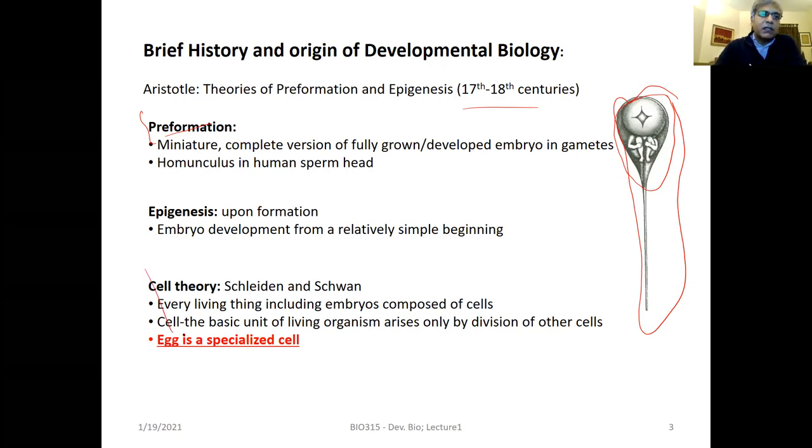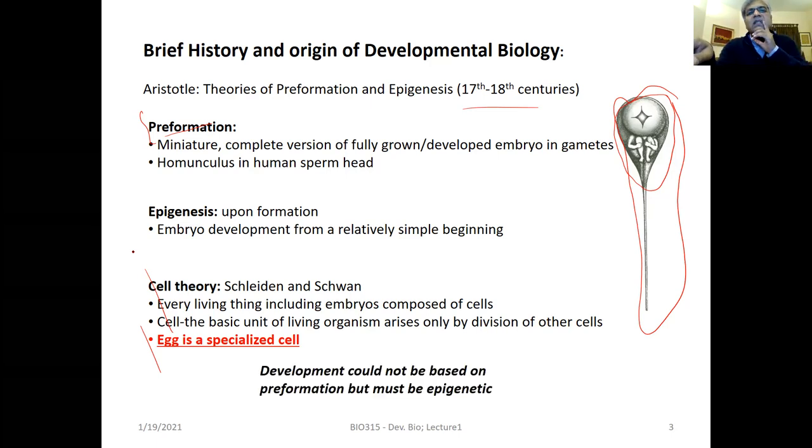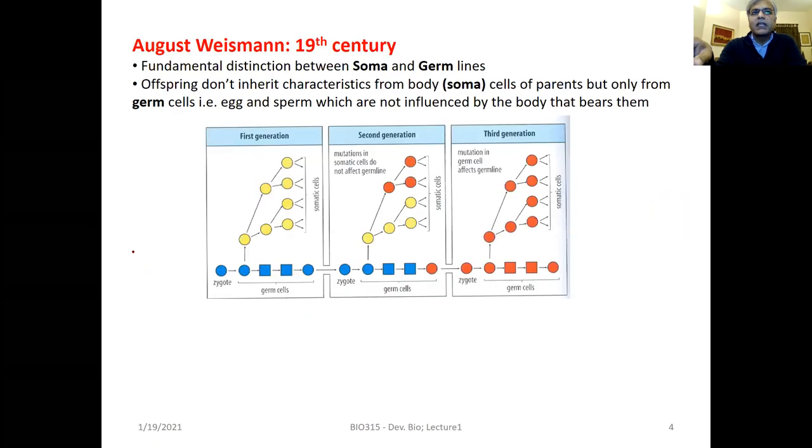And also, after cell division, we eventually learned that the egg is a very, very specialized cell type. We have many cell types in living organisms, but the egg is the unique cell which has the potential to support development of a complete living organism as compared to other cell types. Development is an epigenetic process, it goes through the process of epigenesis.